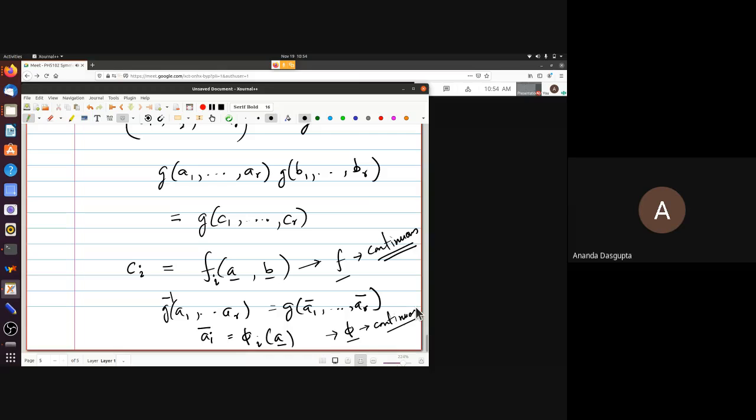And notice that now that we are talking in terms of parameters only, things are much simpler, because the parameters are really members of R to the R. So what is continuity in that space is much easier to talk about.